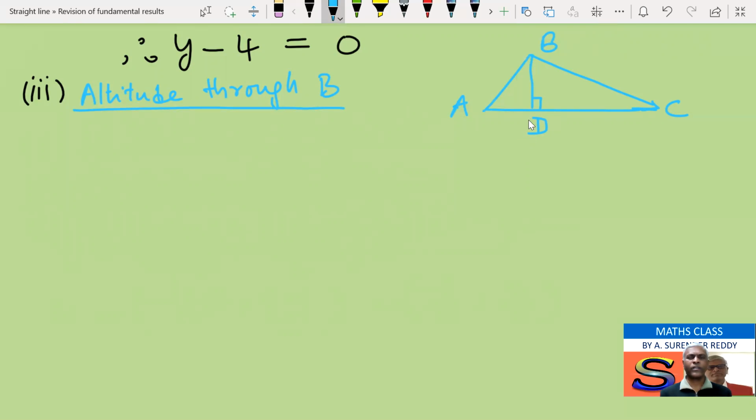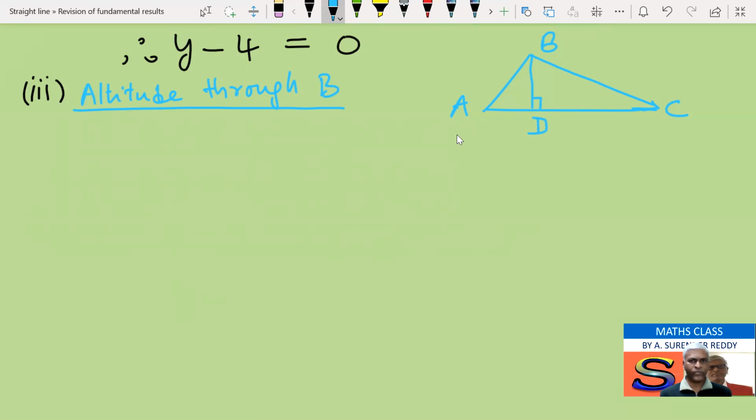So BD is the perpendicular drawn from B onto the line AC. So BD is the altitude of the triangle. BD is perpendicular to AC. First we have to find the equation of BD. First find the slope of AC, then find the slope of BD, and take the point B and the slope. Using the point-slope formula, you can find the equation.